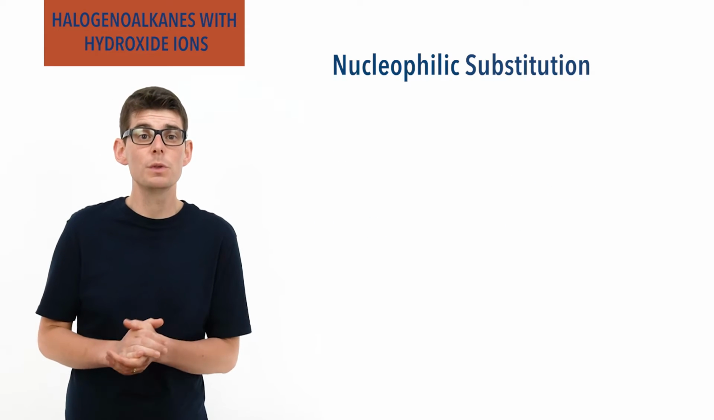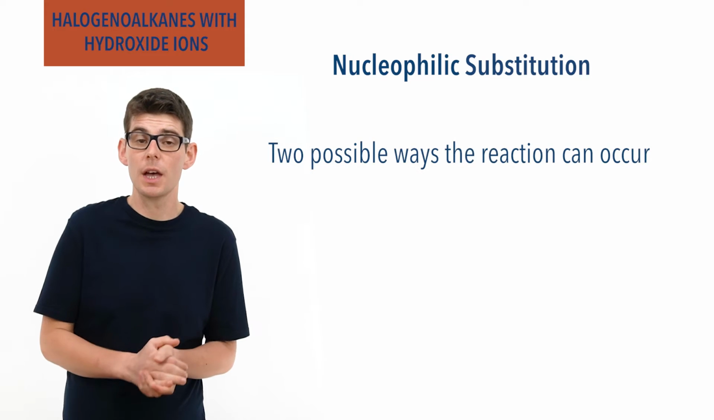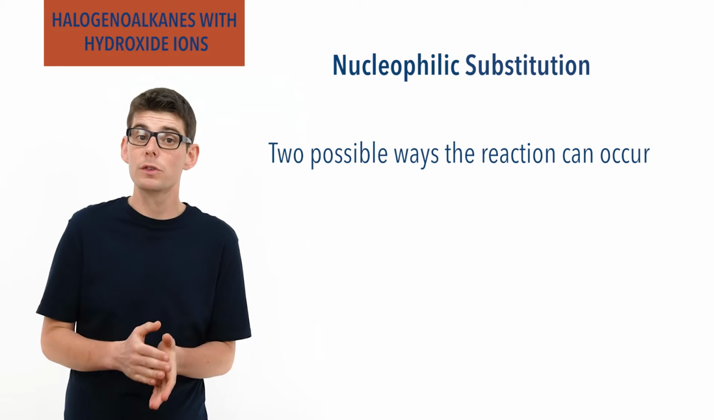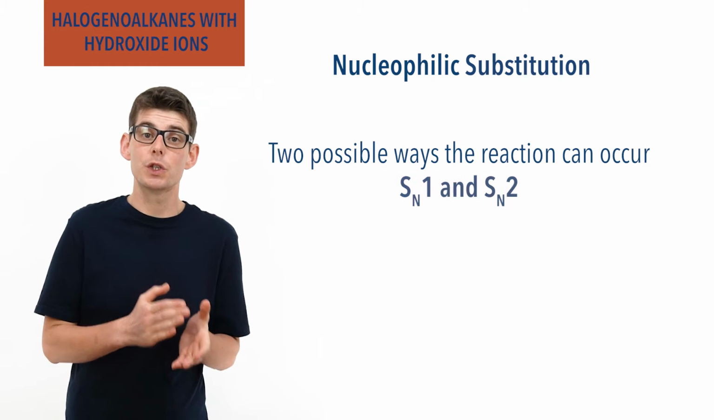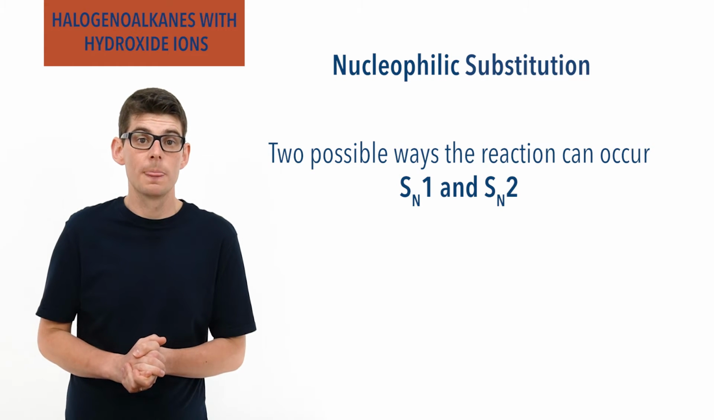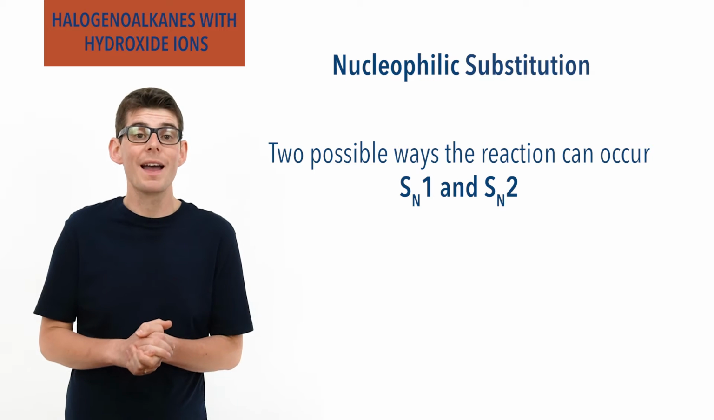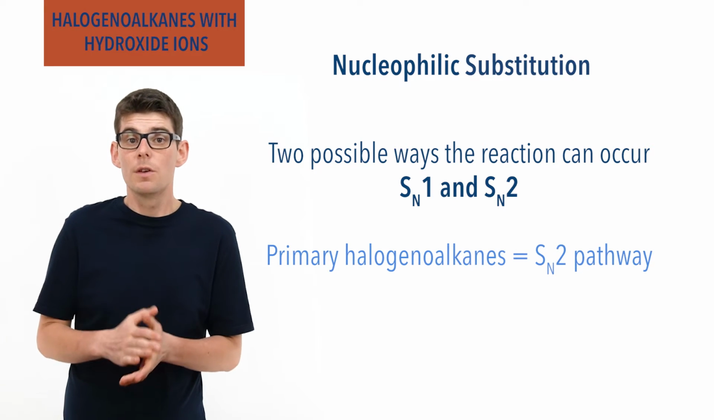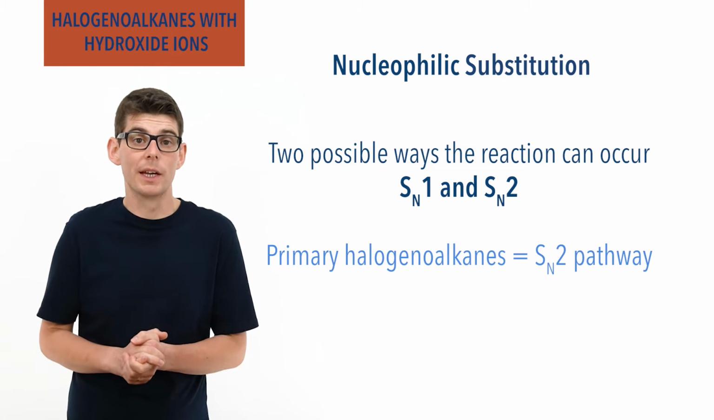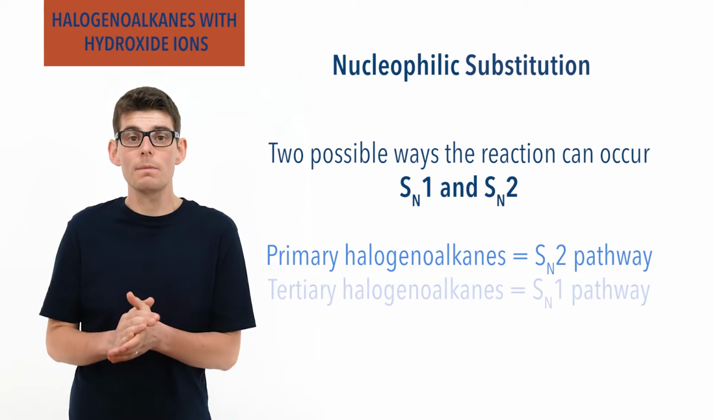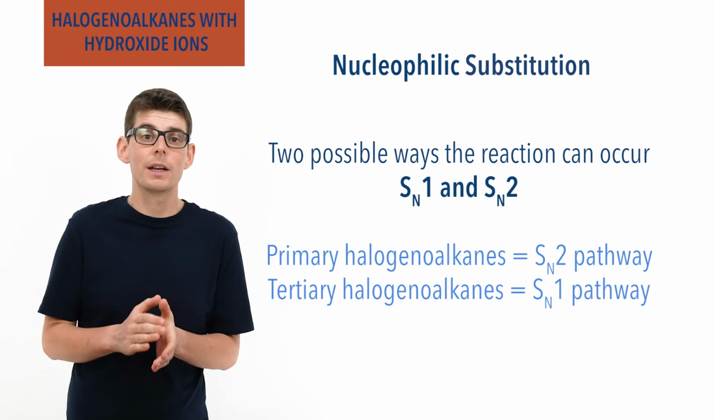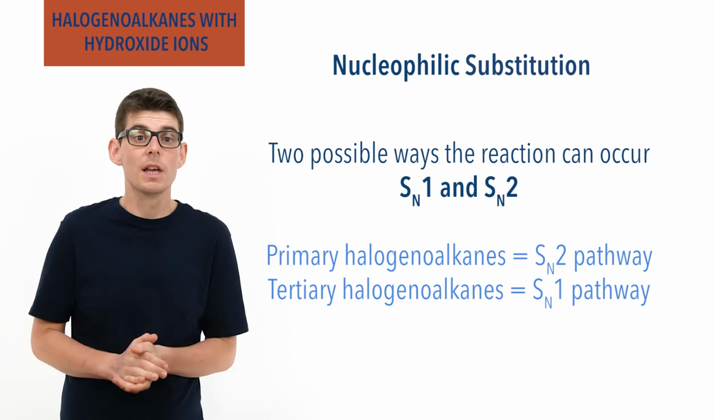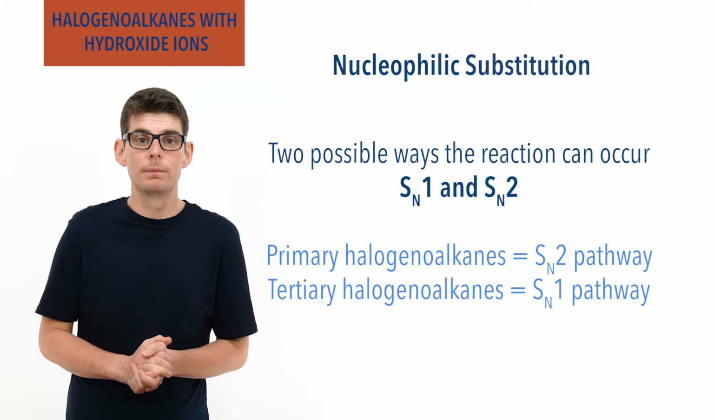There are actually two different ways this reaction can occur depending on the type of halogenoalkane reacting, and they are referred to as SN1 and SN2 reaction pathways. The examples shown in this video are SN2 as primary halogenoalkanes are used. For tertiary and some secondary halogenoalkanes, an SN1 mechanism occurs where the carbon-halogen bond has to break before the nucleophile, OH-, can form a bond to the carbon.